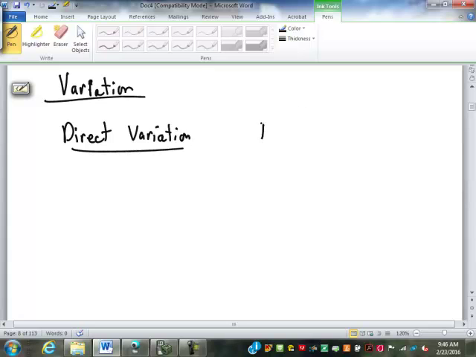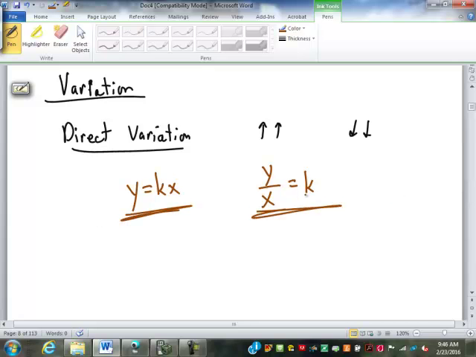And in direct variation, if one number gets bigger, the other number has to get bigger. If one number gets smaller, the other one has to get smaller. And direct variation can look one of two ways. It can either look like this: y is equal to a constant times x. Or it can be the ratio of y to x equals a constant. Now with a little algebra, you can see how these two are really equivalent. Depending on how we're working with it, it's sometimes simpler to use one form or another.